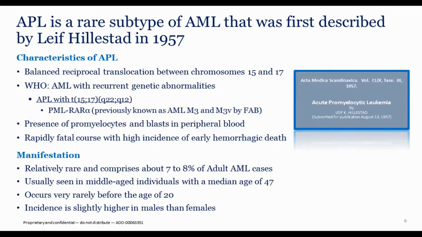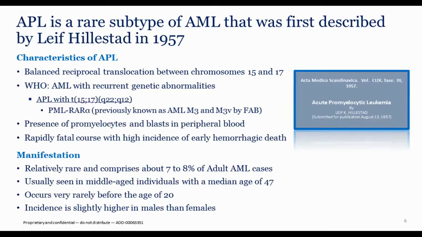This was actually described by Dr. Leif Hillestad in 1957. And this disease is characterized by a balanced reciprocal translocation between chromosomes 15 and 17. It's also characterized by the World Health Organization as AML, or acute myelogenous leukemia, with recurrent genetic abnormalities. And that would be a translocation between chromosomes 15 and 17. And this involves a gene called the retinoic acid receptor gene that gets juxtaposed next to the PML gene.